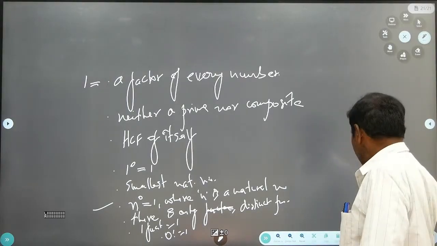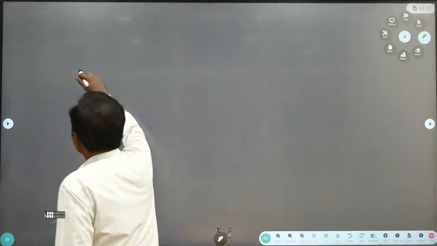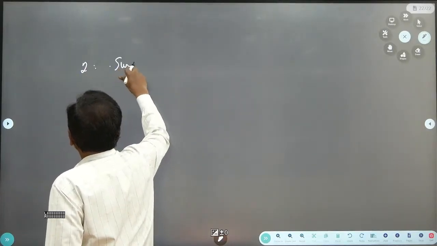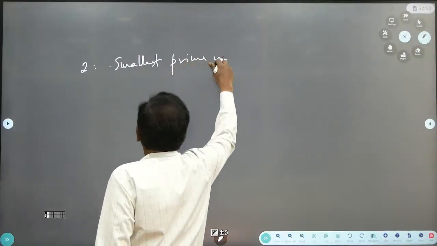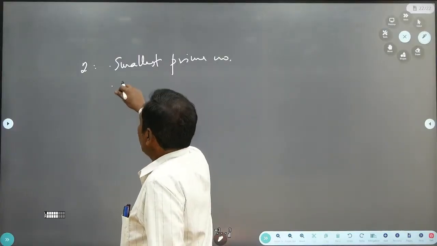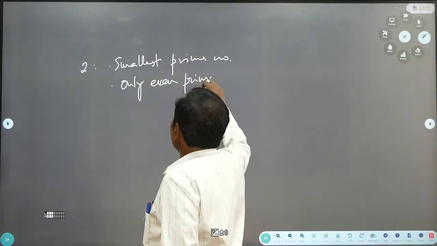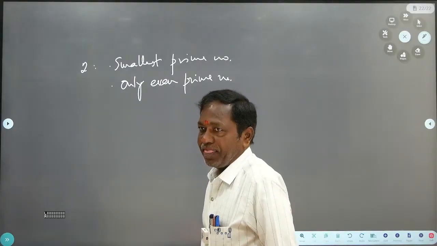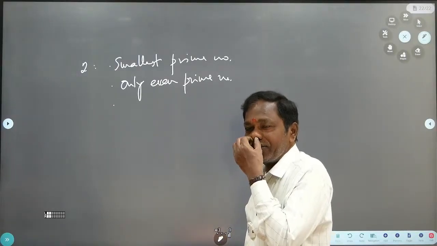That's the uniqueness of 1. Now, the uniqueness of 2. What's the uniqueness of 2? Smallest prime, yes. The smallest prime number, and an even prime number. It is the only even prime number. Next, what other properties can be written for that? That's called uniqueness of numbers.